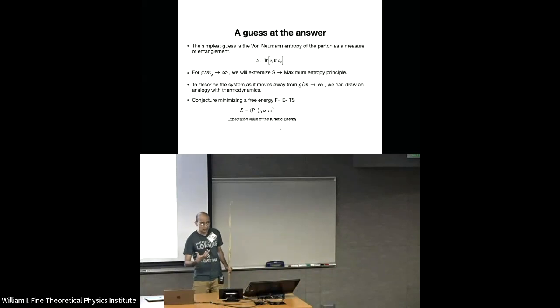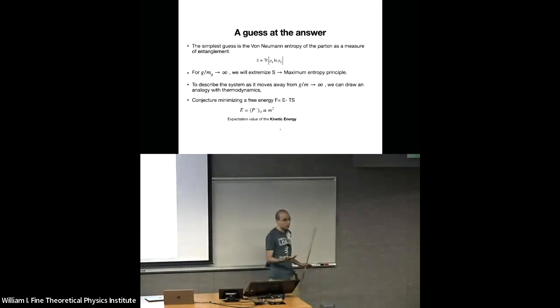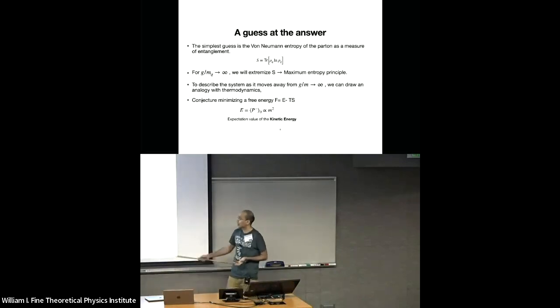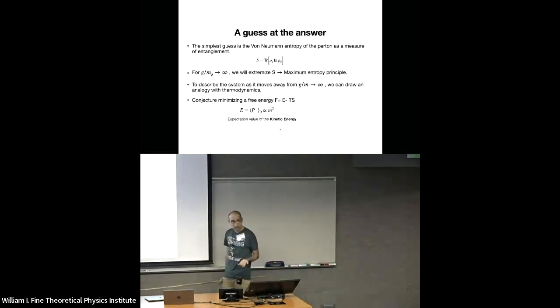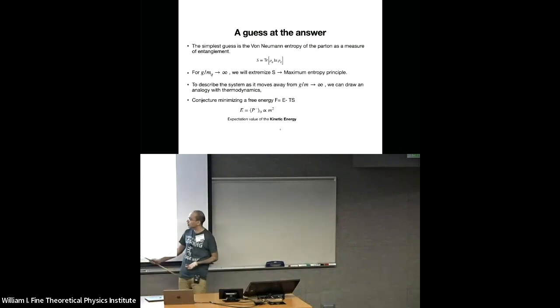The simplest thing I can guess at is just the von Neumann entanglement entropy, which is defined here. I know that in the limit where the coupling goes to infinity, I'm going to extremize S, and that will be my maximum entropy principle in that regime. But I also want to describe the system as it moves away systematically from G equal to infinity.